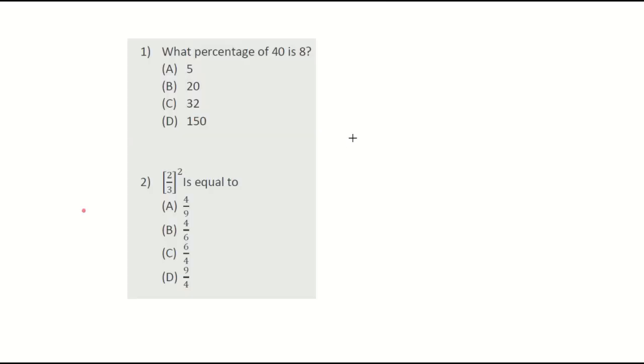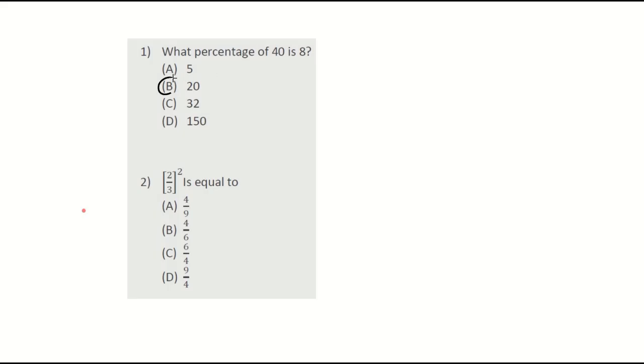Now we're going to be doing January 2020, paper 1, number 1 to 6. Please note that there is no May-June 2021, 2020. So let's look. What percentage of 40 is 8?